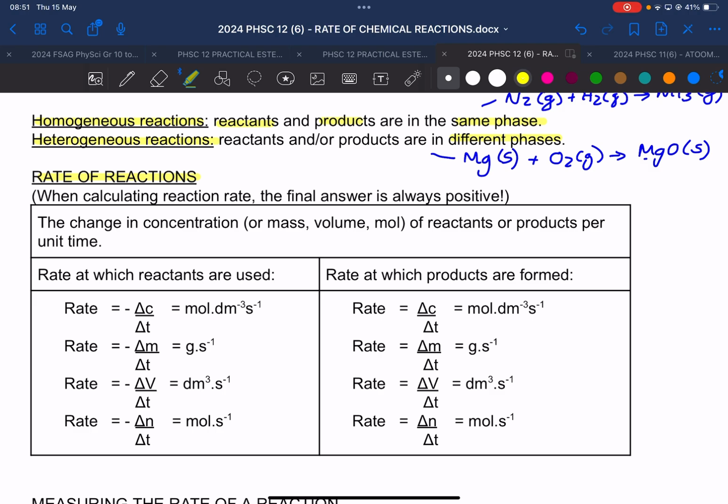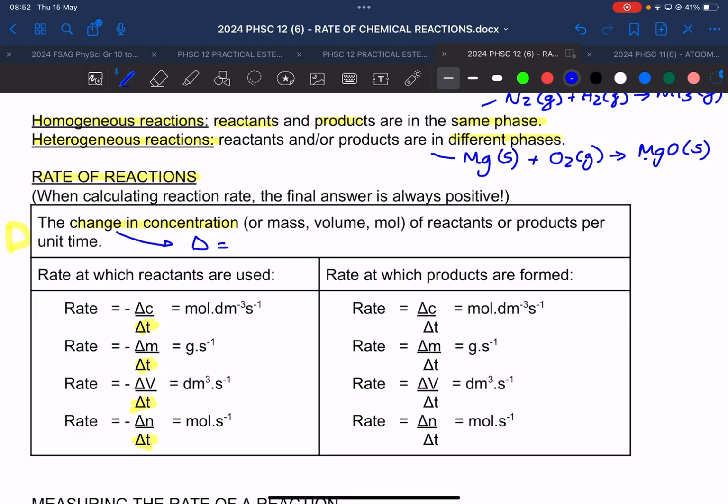Divided by time. So the rate is always, as you can see here, divided by time. Always. Then the definition here, and they do ask this definition quite a bit. How do you define the rate of a reaction? It's the change in concentration, and remember the symbol for change in is that delta.